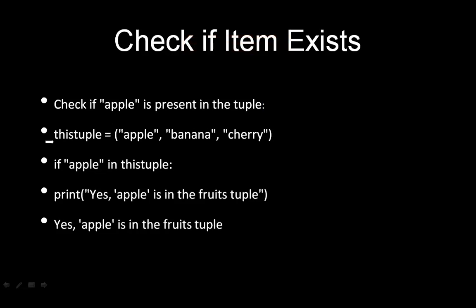You already know how to create a tuple: the tuple name, then equal to, and then in brackets we specify the elements. Here I have specified apple, banana, and cherry. Then I will check whether the apple is present in this tuple or not.